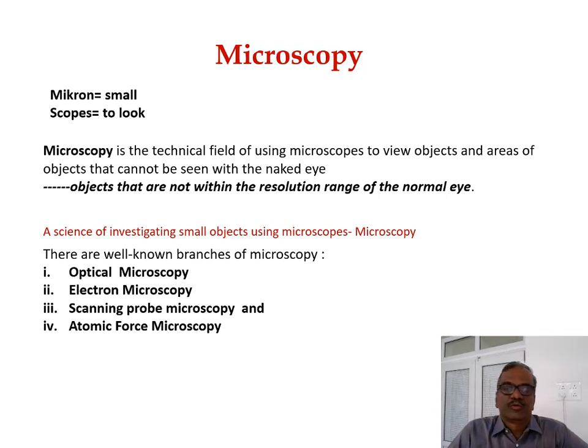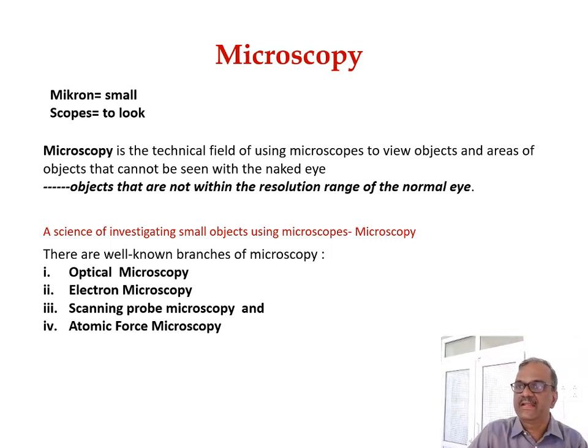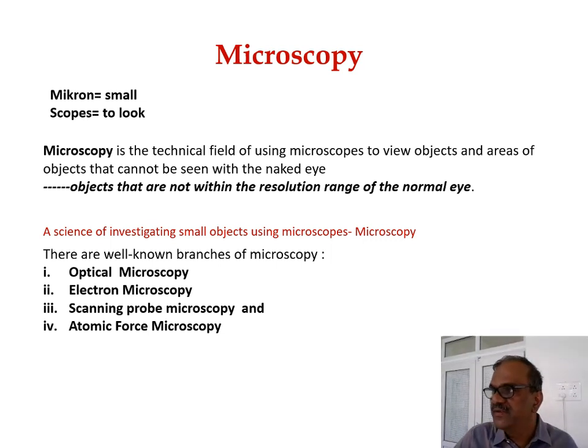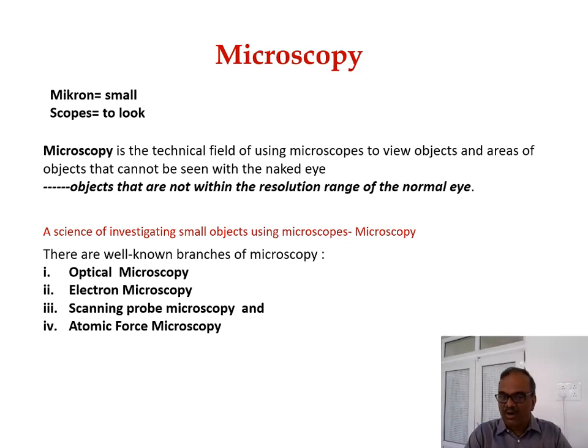If I say that Vijay is present here, and you stand up, I am able to see you with my naked eye. But if it is a very small bacterium, we are not able to see that. In that case, an external aid is necessary, so we use the microscope. The study of microscopes is called microscopy. It is a science of investigating small objects using microscopes.